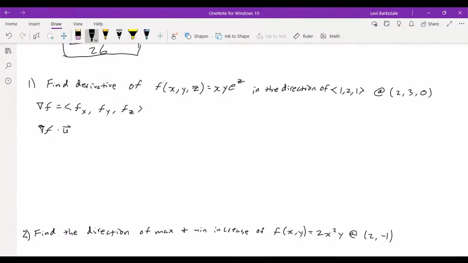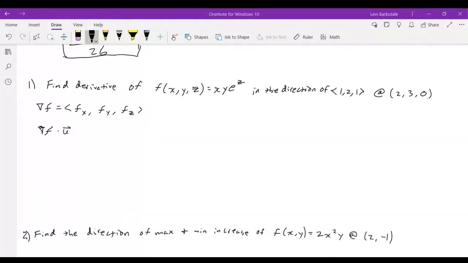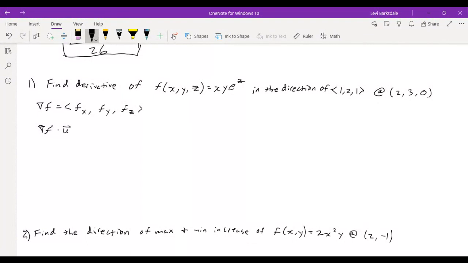All right, let's go ahead and go over these. So, first off, if we calculate the gradient of this first function, we see that the derivative in the x direction would be y e to the z, then x e to the z is the y derivative, and finally our z derivative is x y e to the z. Back at the specific point (2, 3, 0), we get a gradient of (3, 2, 6).